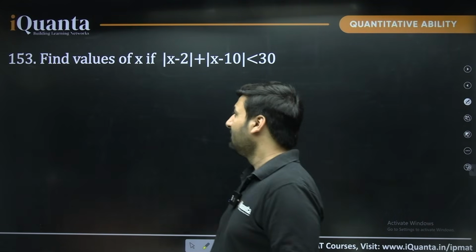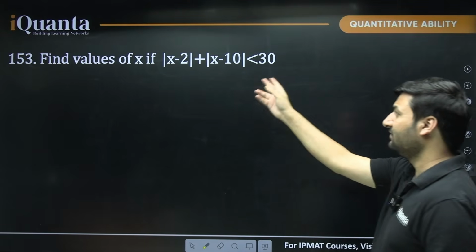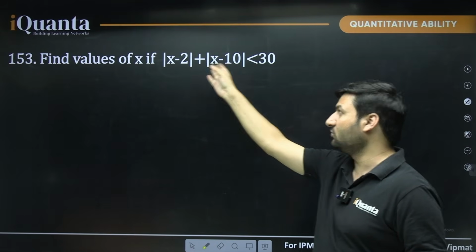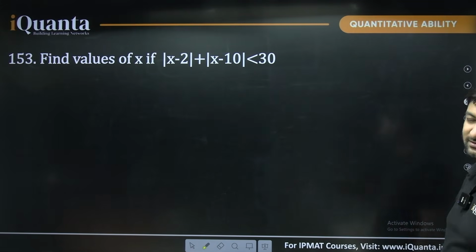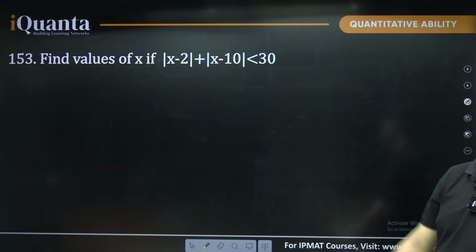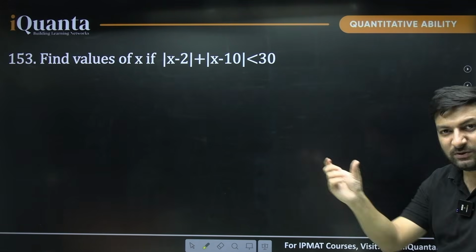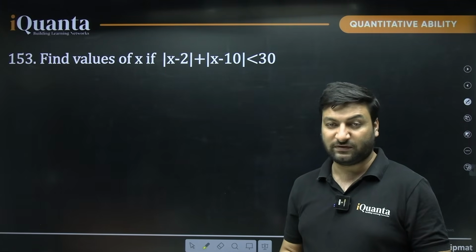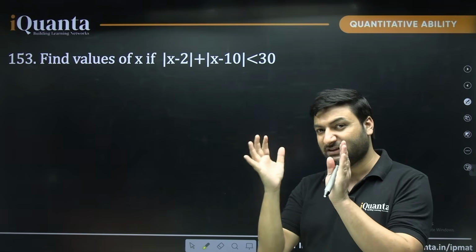This says find the values of x if the sum of mod x minus 2 and mod x minus 10 should be less than 30. So you can do it, put the critical points and check in between first and then check on the other two sides. You only accept values of x if the values lie within that range, okay.